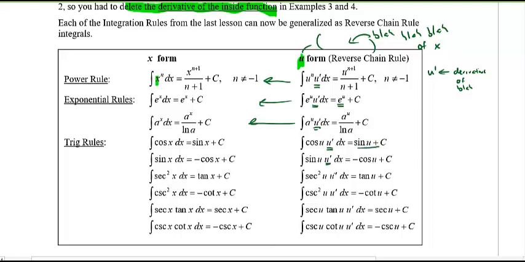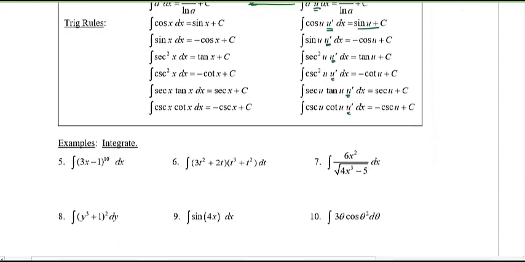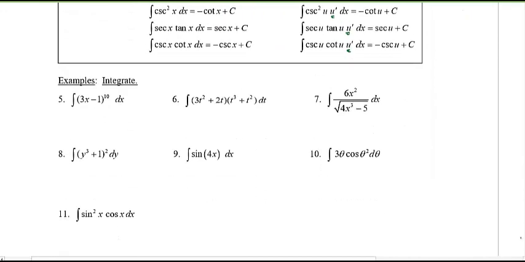Okay? As long as it's there, as long as it's there. So understanding that idea then, let's see if you can integrate these examples.